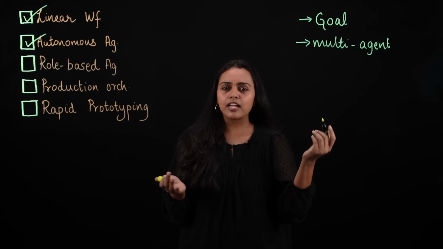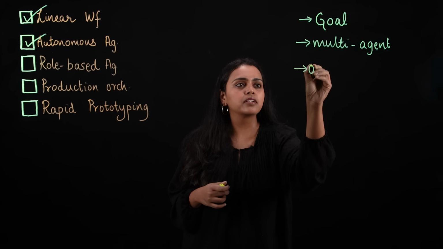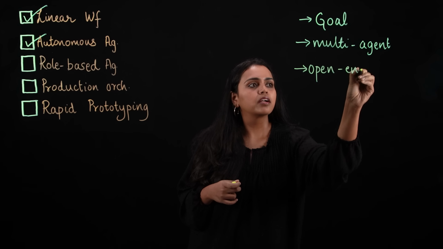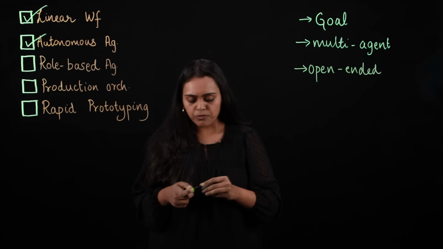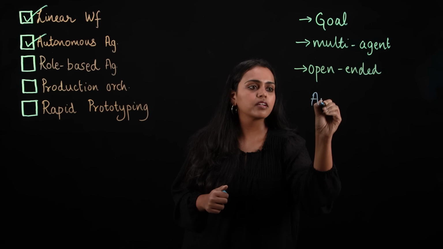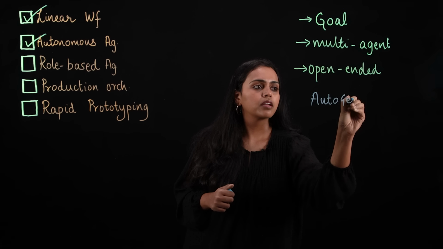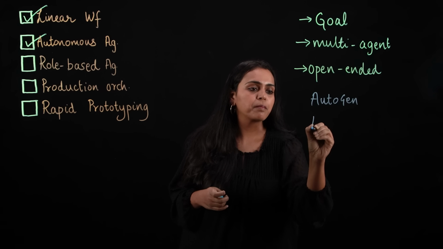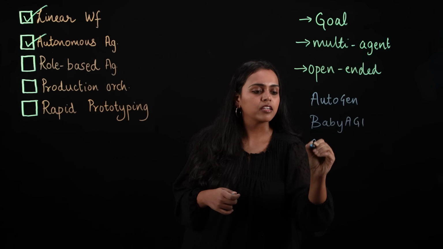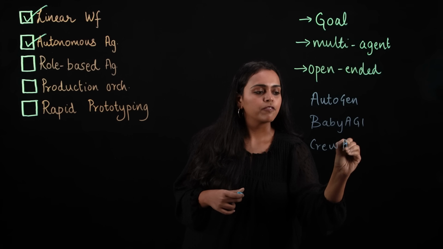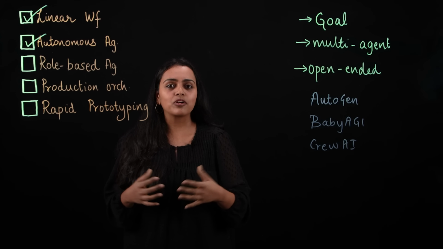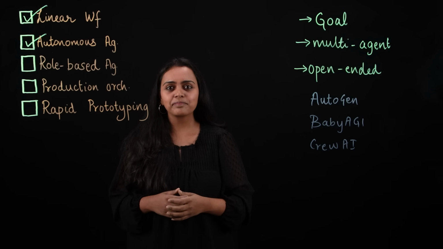So in this kind of setup, the problem is usually open-ended, and that's the kind of problems this kind of setup is most helpful for. So frameworks that work best for this kind of scenario include AutoGen. You could also use experimental setups like Baby AGI. And CrewAI could also be helpful for designing these kinds of systems where problems are open-ended and multiple agents are collaborating together to achieve a shared goal.